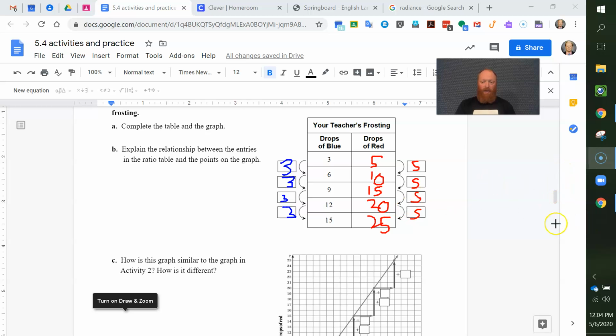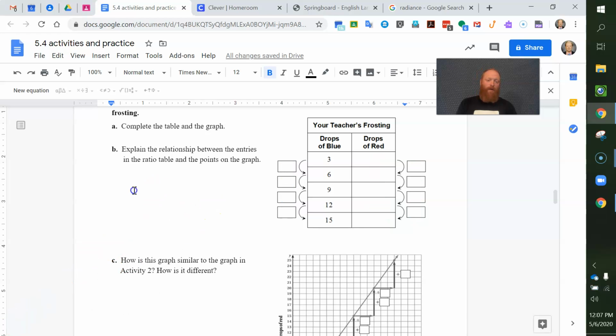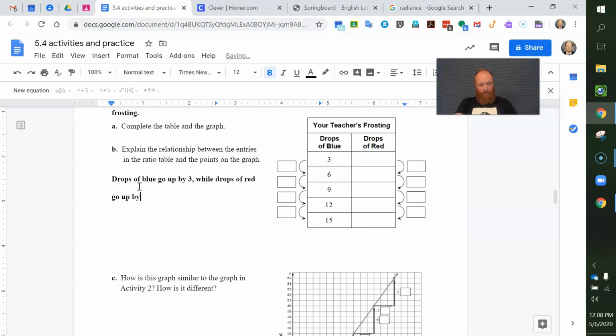So, am I able to even scroll? I'm not even able to scroll. Okay. So we got to remember this. This is 3, 3, 3, and 3, 5, 10, 15, 20, 25, 5, 5, 5, and 5 here. Because now I'm going to turn off the drawing tool so that we can answer this, and then the drawings go away. All right, it's obnoxious, but those drawings are now away. So explain the relationship between the entries on the ratio table and points in the graph. Drops of blue go up by 3, while drops of red go up by 5.